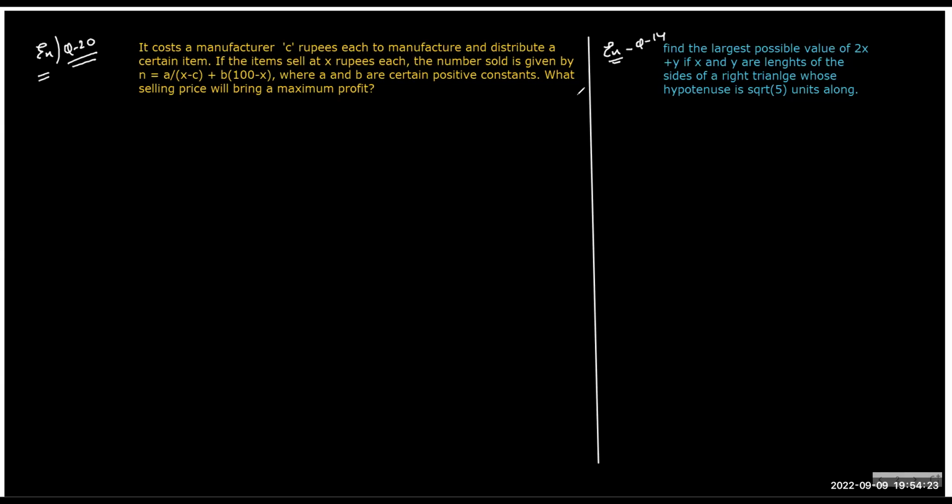So you want to maximize the profit. So first you have to derive the formula for profit. Call it P. Create a function for profit and then try to write P equals to what?